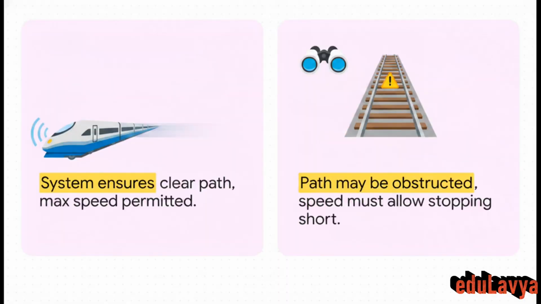Let's put them side by side to really see the difference. In full supervision, the ETCS system does the heavy lifting. It takes full responsibility for ensuring a clear path and monitoring that maximum permitted speed. But in on-sight mode, while the system still monitors the speed limit, that crucial visual responsibility of detecting obstacles shifts directly to the human driver. It's basically the system saying, hey, you're authorized to move, but you absolutely must use your own eyes to make sure the track ahead is clear.